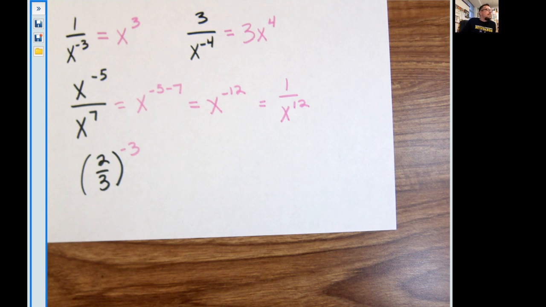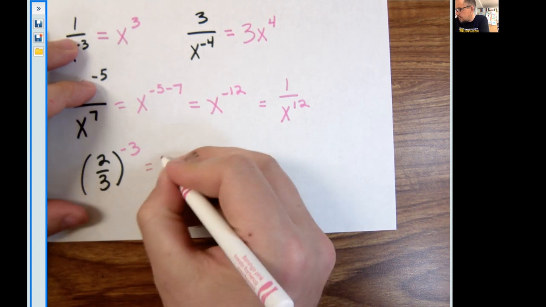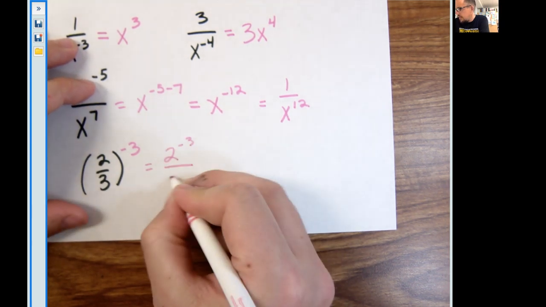Let's take it one step at a time. This is quotient rule. You've got a fraction inside parentheses raised to a power. Everything in the parentheses gets that power. There we go. So 2 to the negative third over 3 to the negative third.